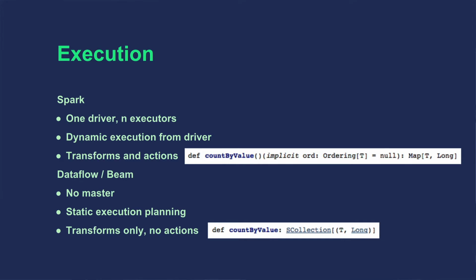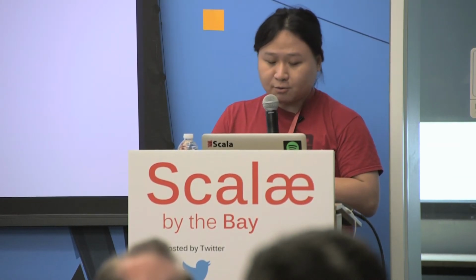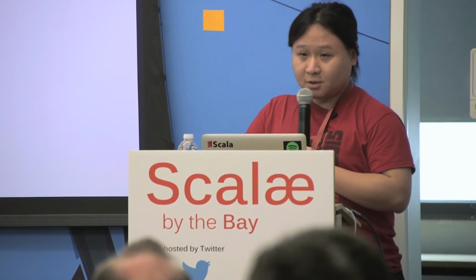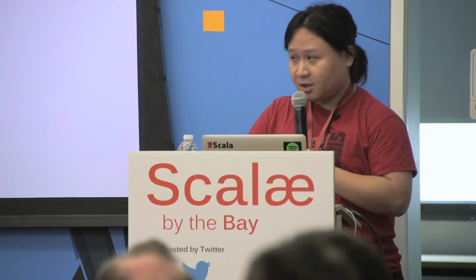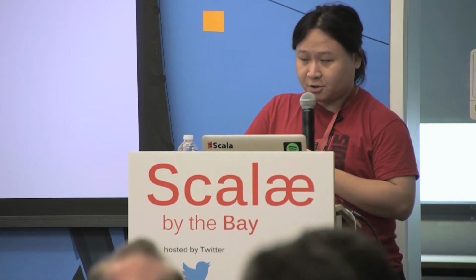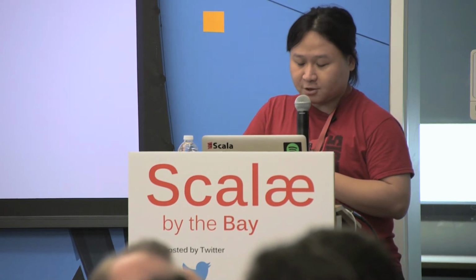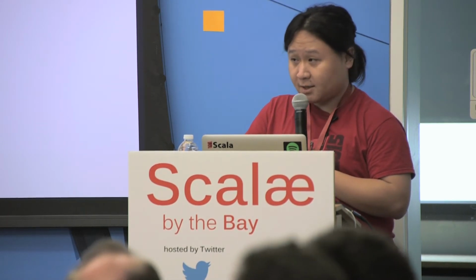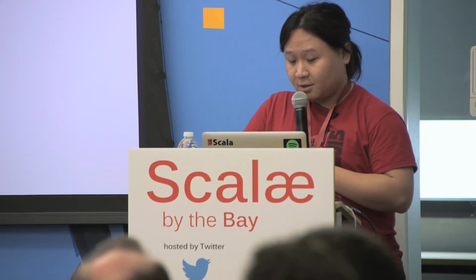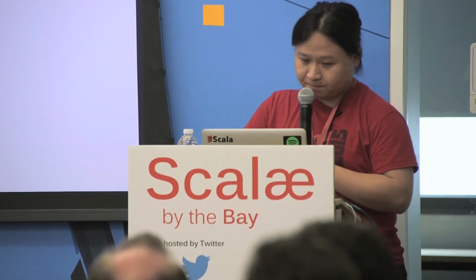Dataflow, on the other hand, has no master, so you basically write your pipeline. It statically generates a DAG, a graph for your computation, and the only thing you can do is transform. Then you submit your job, which executes in the cloud. You're completely detached from the cluster. You can only get your data back once the computation is done. So there's no concept of actions. As you can see, these two function signatures: countByValue in Spark is an action. It returns the in-memory map. countByValue in Scio, on the other hand, is a transformation. So it transforms one SCollection into another SCollection.